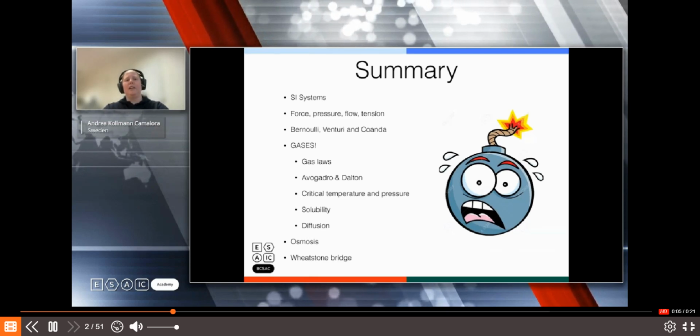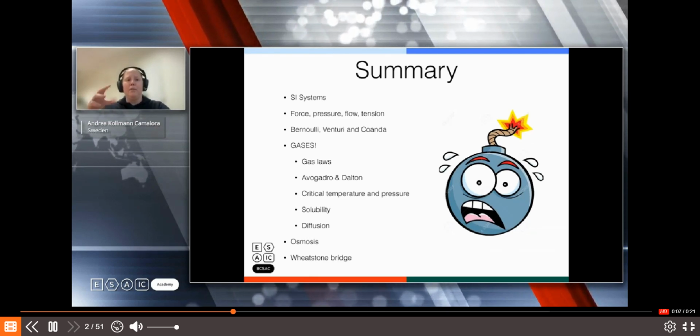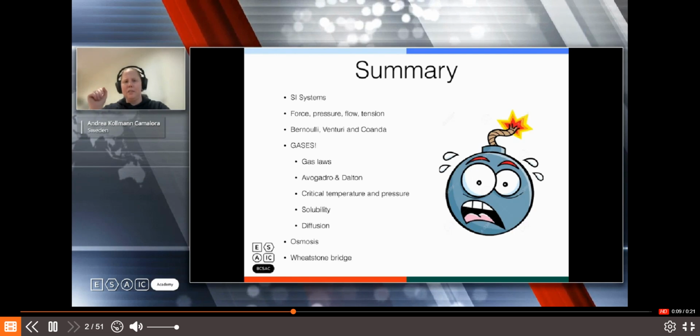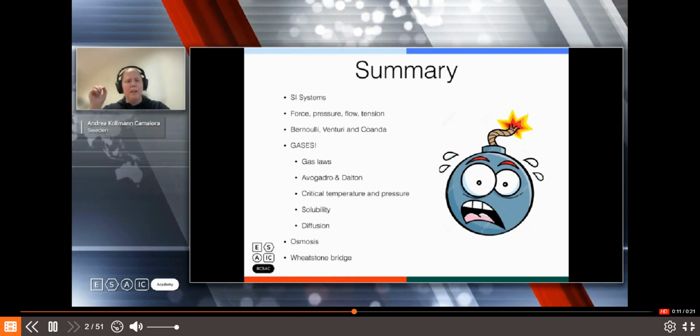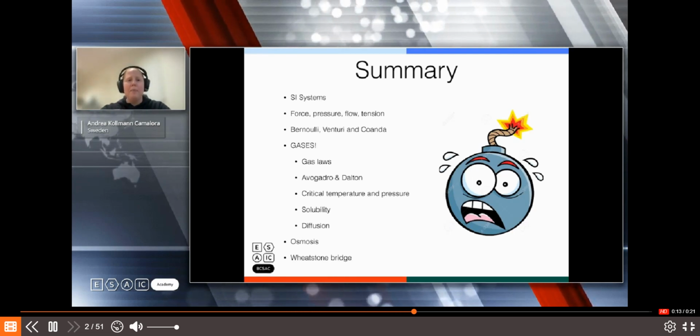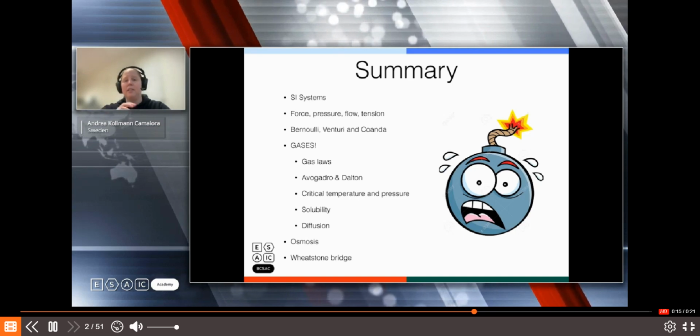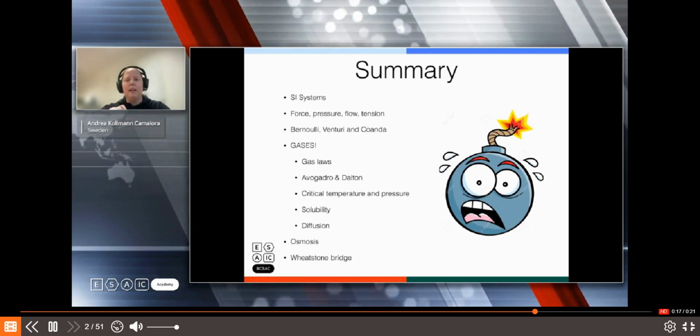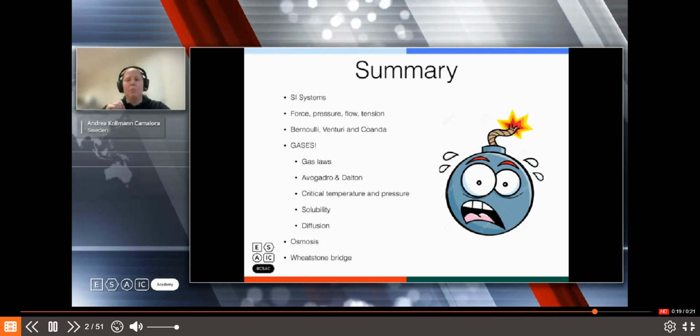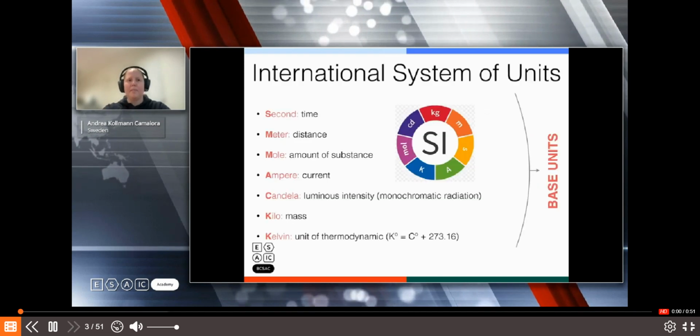It includes the SI systems, force, pressure, flow, and tensions, principles like Bernoulli, Venturi, and Coanda. Then we're going to move into the gases and all the gas laws. And finally, a little bit about osmosis and the Wheatstone bridge.